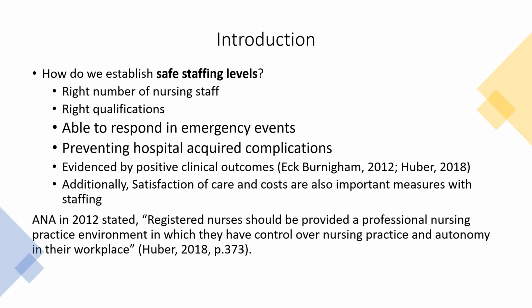So what factors do we need to consider when establishing safe staffing levels? We need to make sure that we have the right number of nursing staff on the unit that is needed for the patients that we are caring for. Different units obviously have different staffing ratios, but just making sure that they have the right number of staff that they need. Right qualifications of the staff and experiences from the nurses.